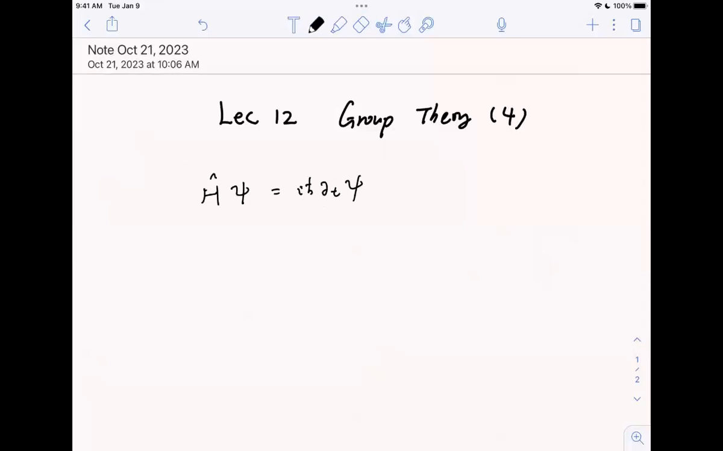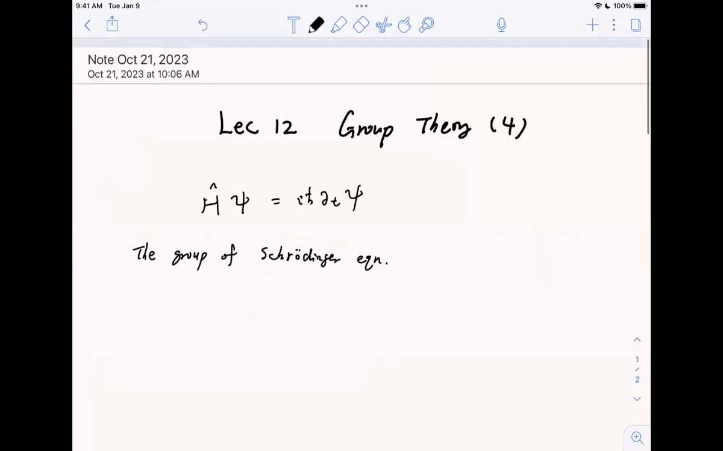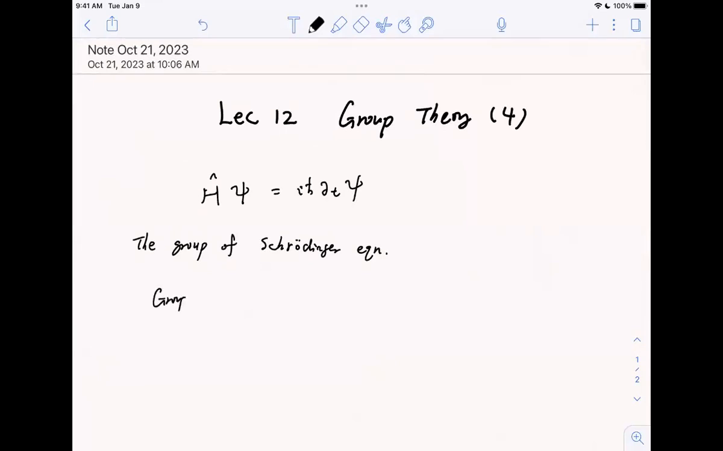So now we define something called the group of the Schrodinger equation. What do we mean by that? That means the symmetry group that commutes with the Hamiltonian. So for example, you have a group, and the group element is R.